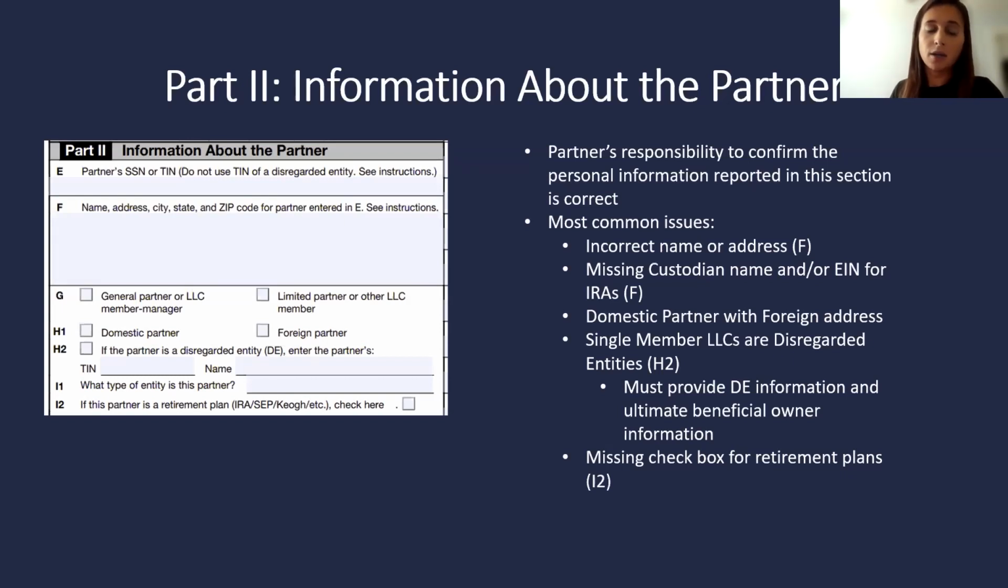So typically, again, a single member LLC is a disregarded entity, so all of the income, deductions, and losses pass through to the beneficial owner. So typically that beneficial owner would be you as an individual, unless you've set up or structured this differently. So we'd have your social security number in E and your individual name in F, with your investing entity, the single member LLC, in H2. And then lastly, just something to keep in mind, if it is a retirement plan, make sure we're informed so that this box in I2 gets checked.